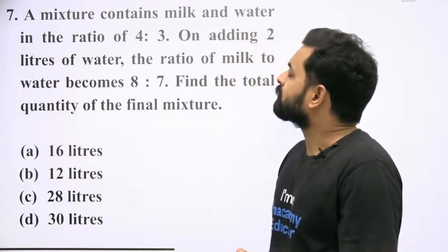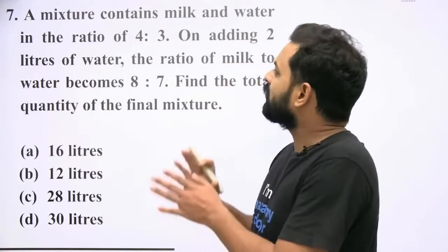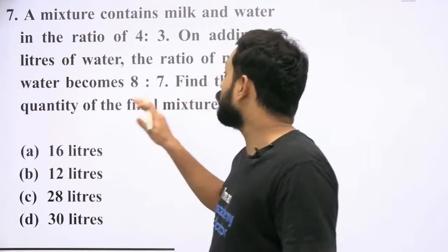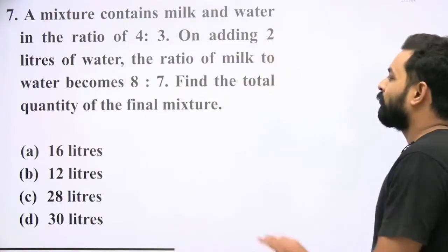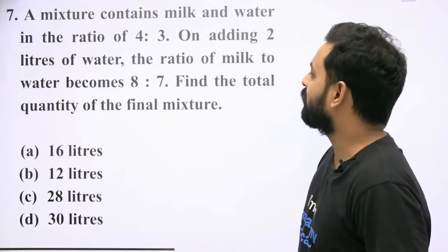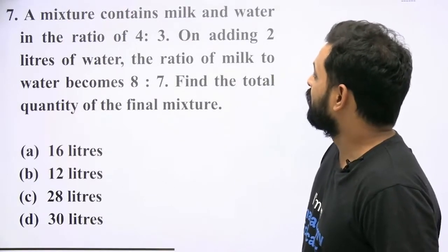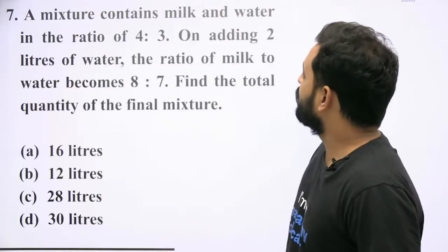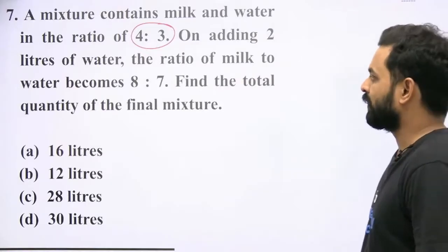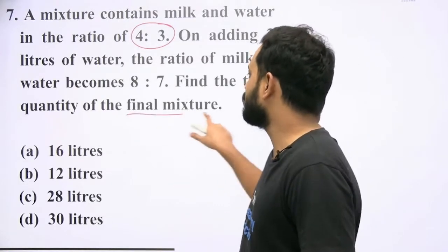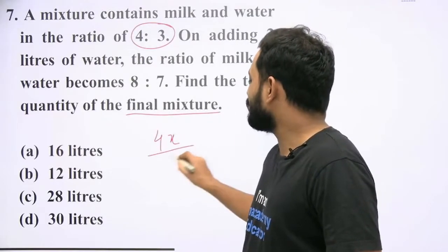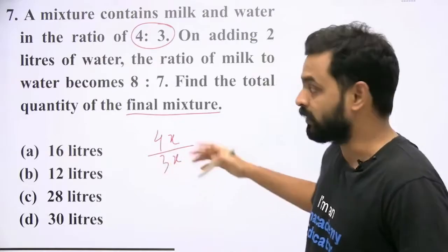Let's see this question. A mixture contains milk and water in the ratio 4:3. On adding 2 liters of water, the ratio of milk and water becomes 8:7. Find the total quantity of the final mixture. So first of all, 4:3 is the ratio, right? And I'll have to find out the final mixture's total quantity. So let me assume that this is 4x and this is 3x, right? 4 unit and 3 unit.